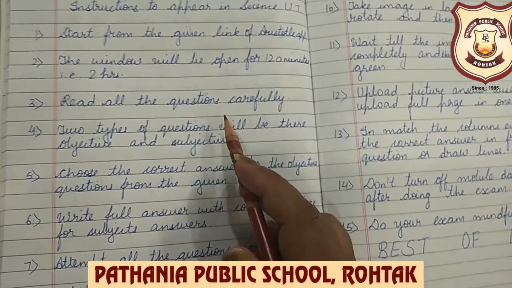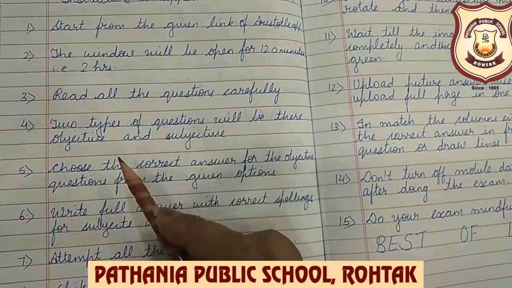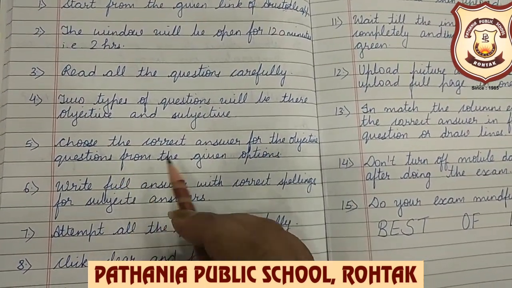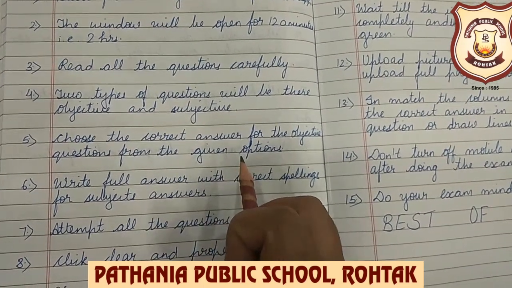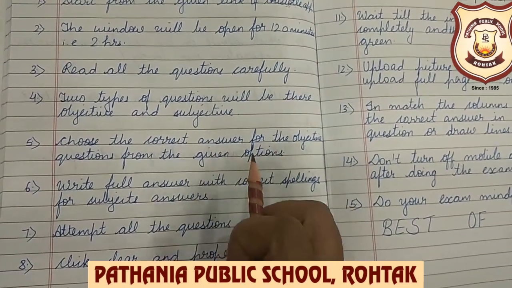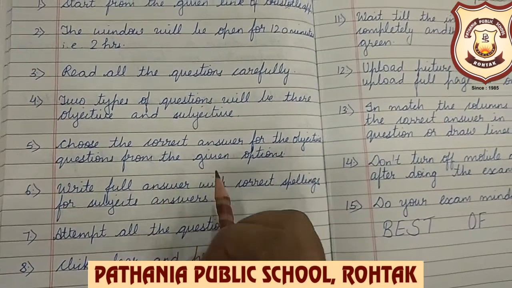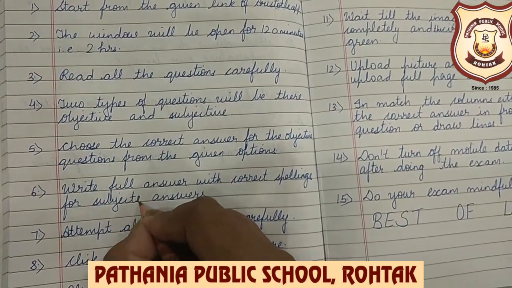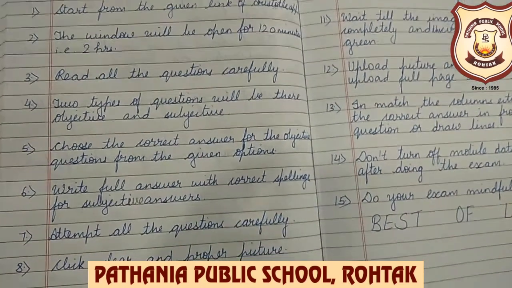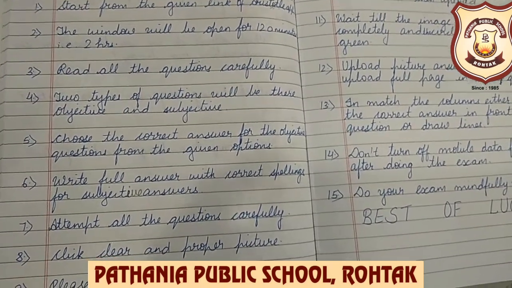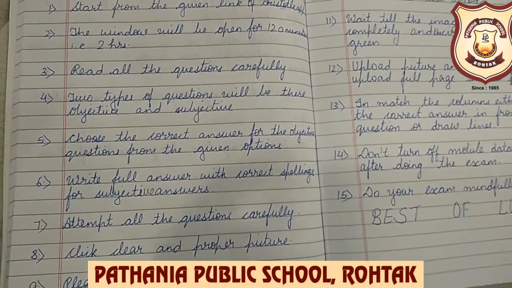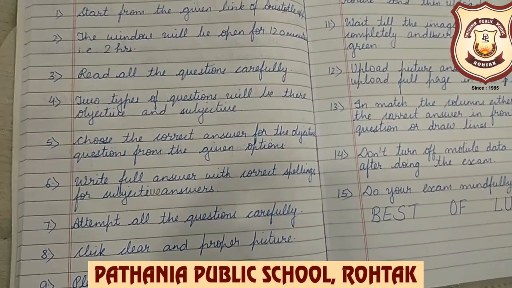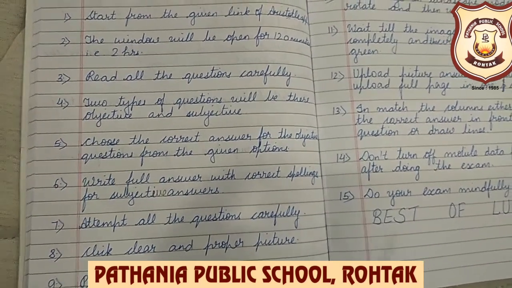Right? Two types of questions will be there, objective and subjective. So choose the correct answer for the objective question from the given options. Options will be given to you. You need to choose the correct answer from the given options and write full answer with correct spellings for subjective answers. Yes beta, for subjective answers please write down full answer with correct spellings. Yes beta, and for fill in the blanks you need to write down full statement with the answer. Just do not write the answer only, you need to write down the full statement, right?